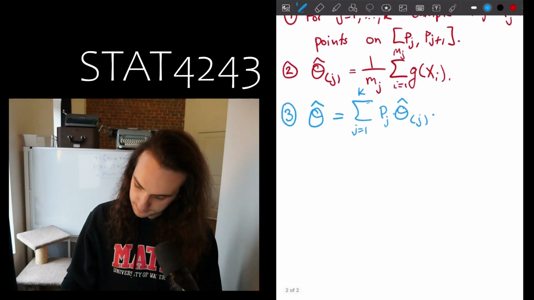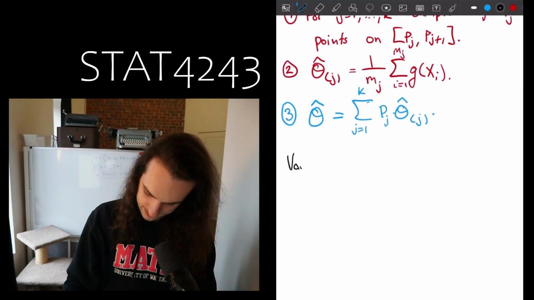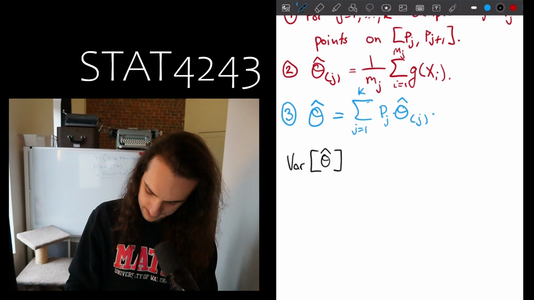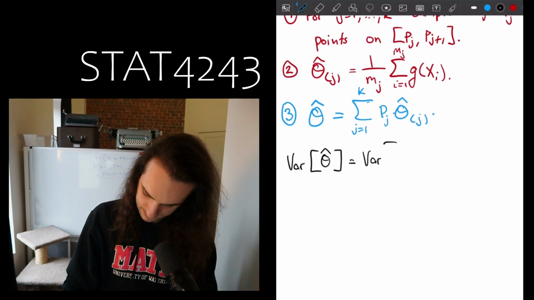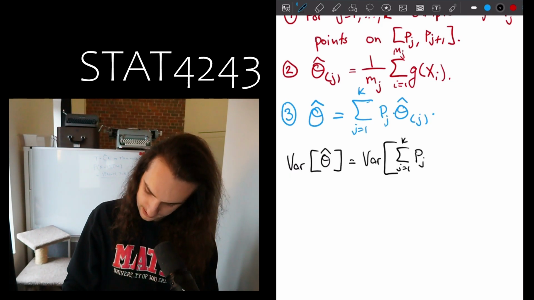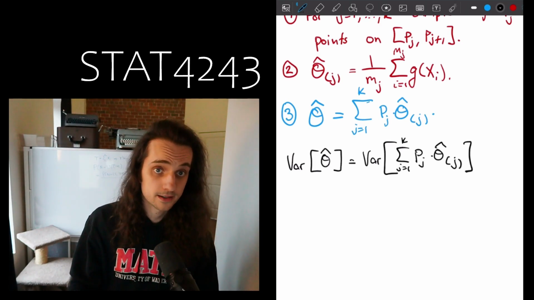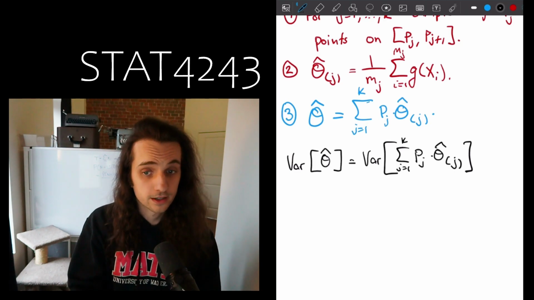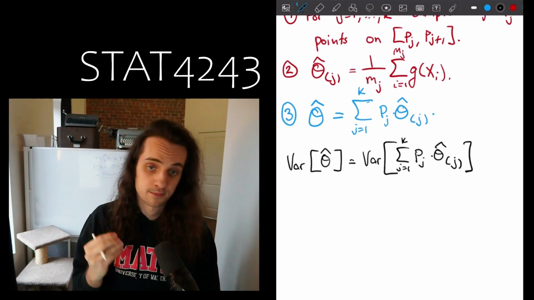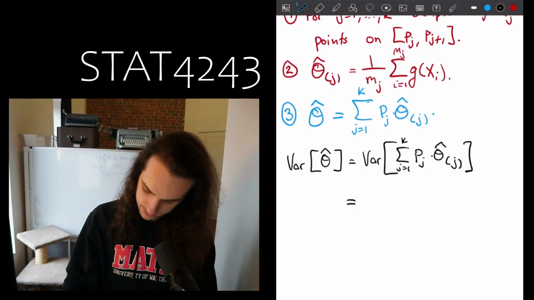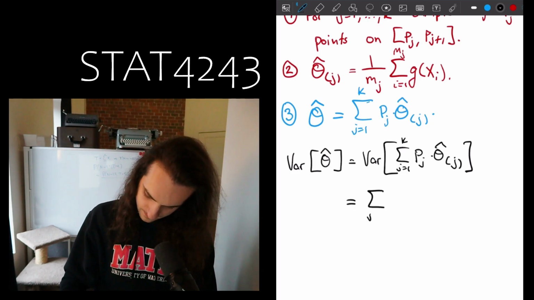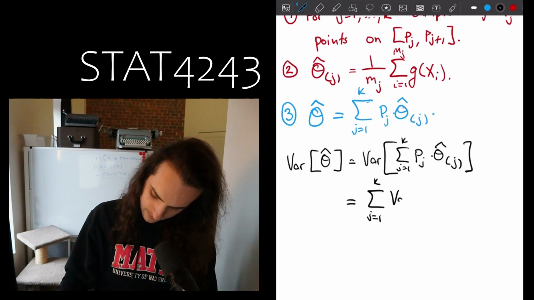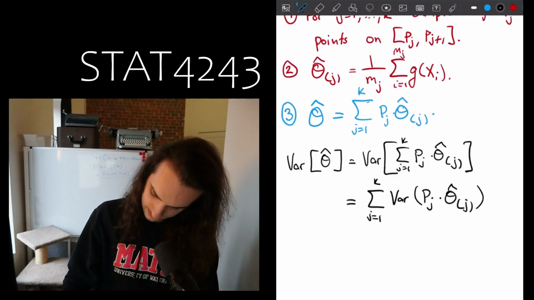And our question is, what is the variance of theta hat in this case? Right? And so we can write this as the variance of this summation right here, j equals 1 to k of pj times theta hat j. Note that each of our estimates is going to be independent of one another because all of the points we're generating are independent, and so that's where the randomness is coming from. We have non-overlapping intervals, and so this is going to be equal to the sum from j equals 1 to k of the variance of pj times theta hat j, right?